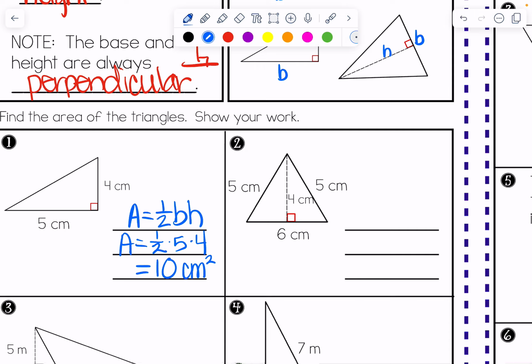On number 2, notice we have a whole bunch of numbers here. We want the area of this triangle. We're going to start with our formula, 1/2 base times height. My base and my height are perpendicular to each other, so I'm looking for the measurements that intersect to form a right angle. That's going to be these 2. So I'm going to have 1/2 times 6 times 4. Again, we can multiply in any order. You could take 6 times 4 to get 24 and then take half of that to get your final answer. Or you can take half before you multiply. So 1/2 of 6 is 3, and 3 times 4 would also give us 12 square centimeters.